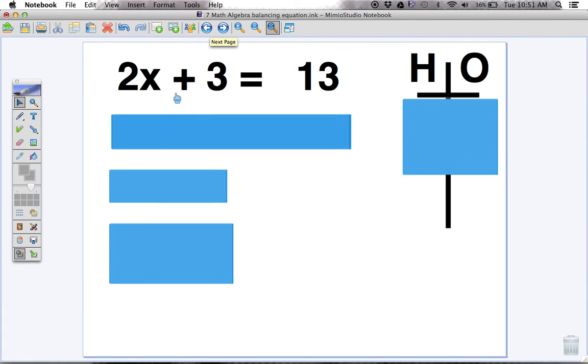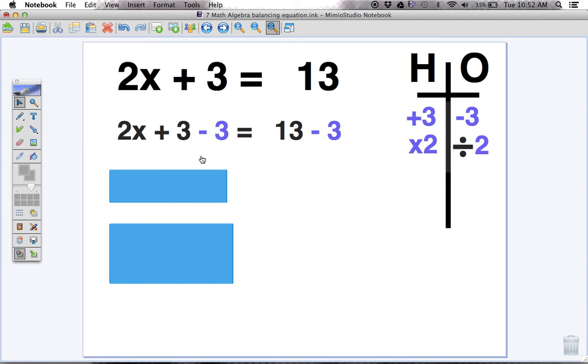Last one. 2x plus 3, we have to get rid of. We have multiplication and addition. We do the opposite of the order of operations. We're going to get rid of the addition first. We're going to subtract by 3. These will cancel out, and we're left with 10 on the right-hand side and 2x on the left. So we've done this, you can even check mark it if you want. Say, yes, we've done this.